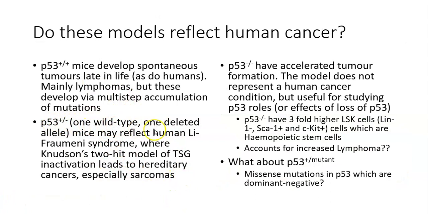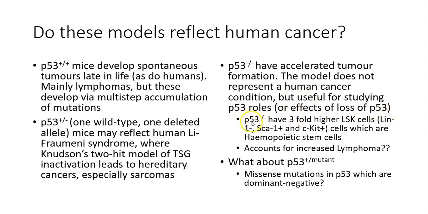Our heterozygous mice have got one wild-type allele, one deleted allele, so they may represent Li-Fraumeni syndrome via a 2-hit model. When we look at the p53 null mice, we find that they have accelerated tumour formation. Now, this mouse model doesn't represent any human cancer condition, but it does really well allow us to study p53 roles in tumour formation.